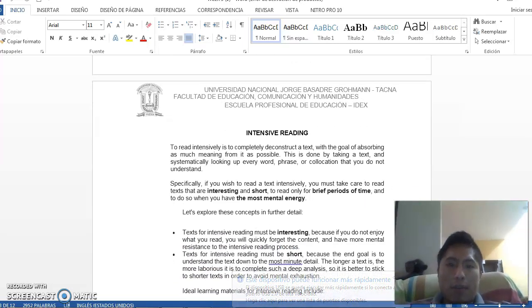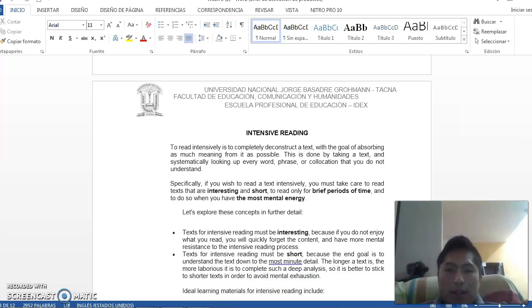Intensive reading. Let's understand this pretty fast because of course you read this previously and you got some ideas about it. But the most important idea here about intensive reading is this: the goal of absorbing as much meaning from it as possible. That is the main idea.